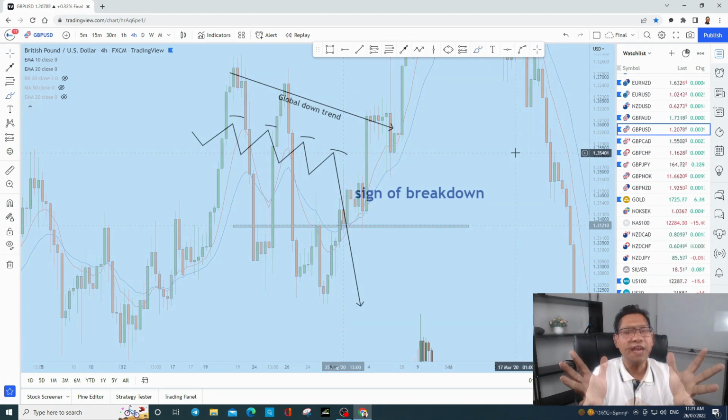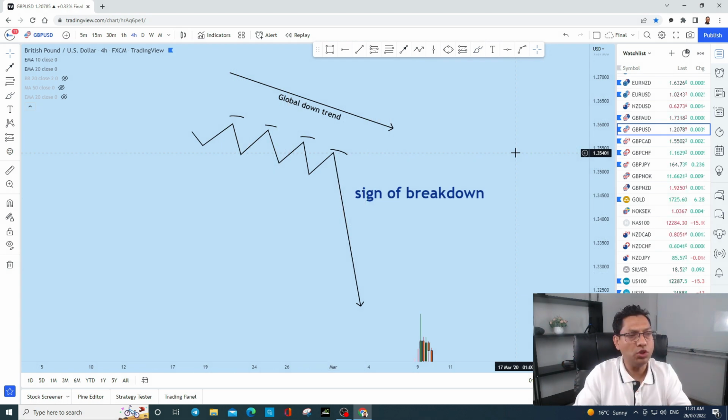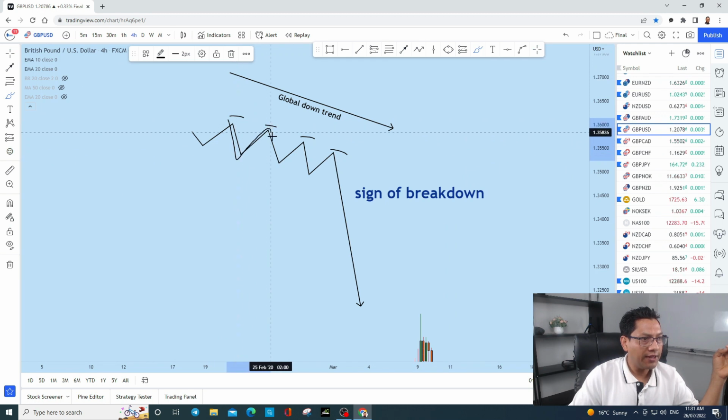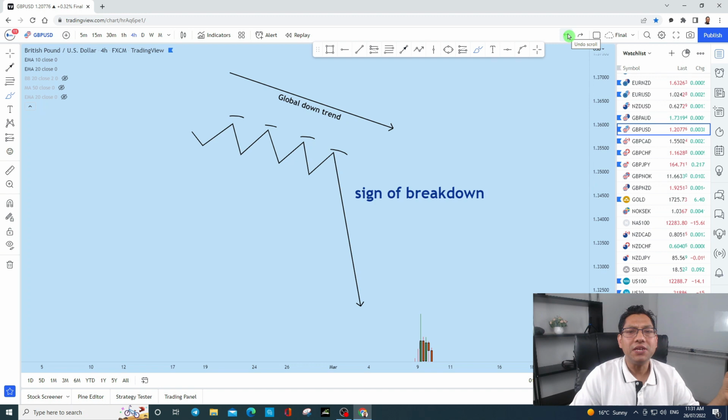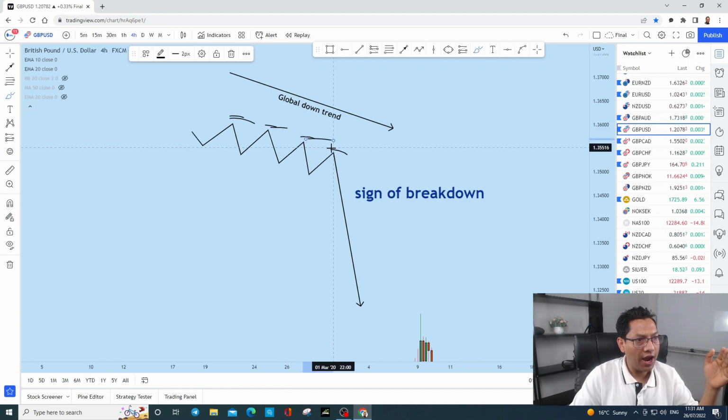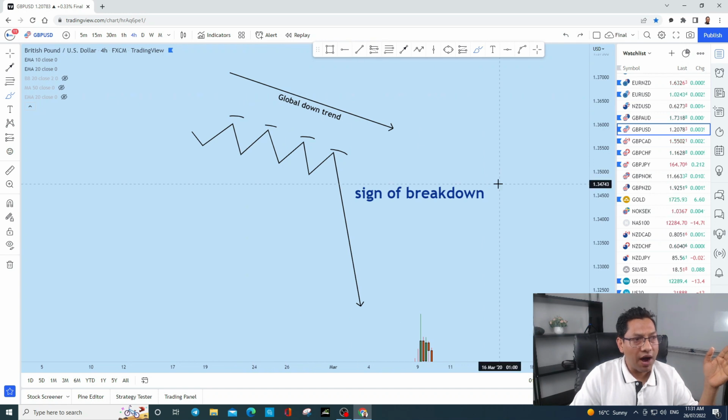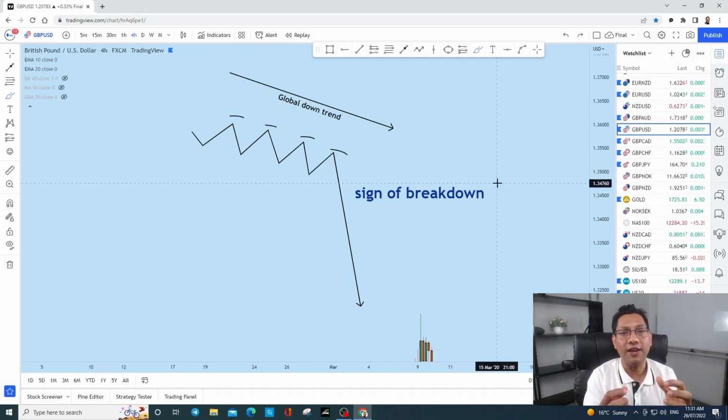Okay, so the second hidden meaning of price action is when you see a market consolidating, like that, probably sideways, but at the same time creating a series of lower highs. So you see that the price is creating a series of lower highs, and then if you see that the global trend of this market is down, that's a sign of breakdown, and that could be a stronger breakdown.